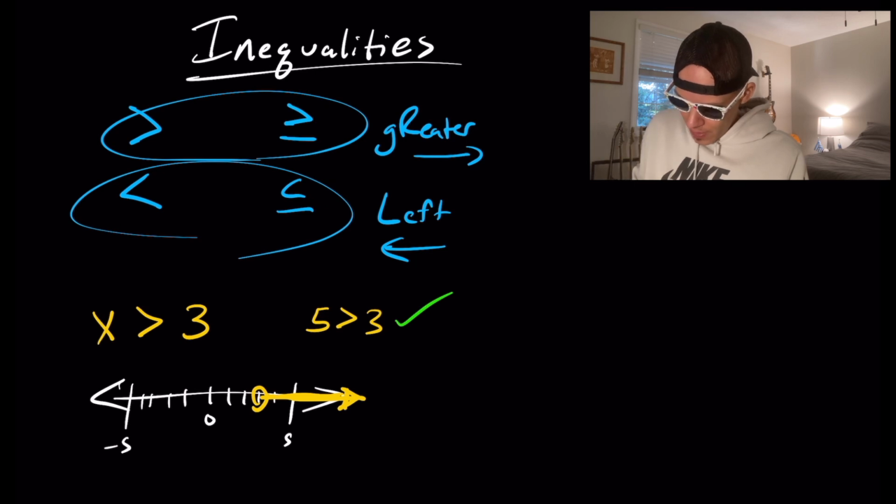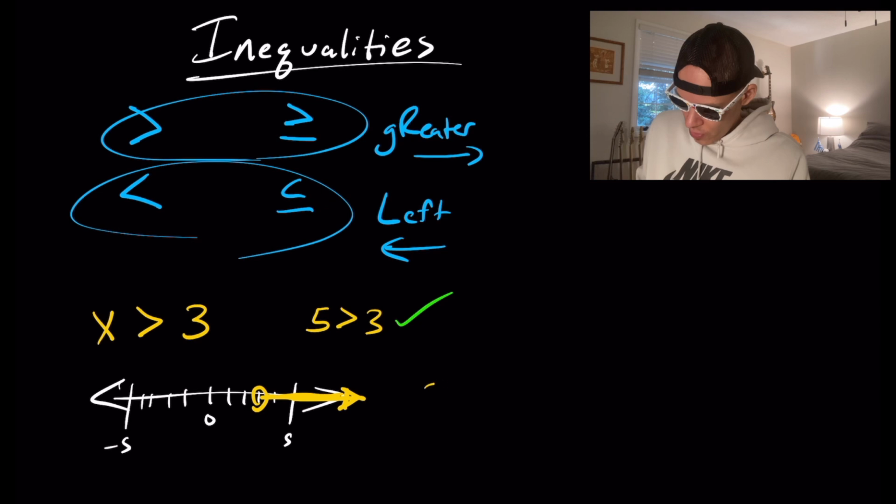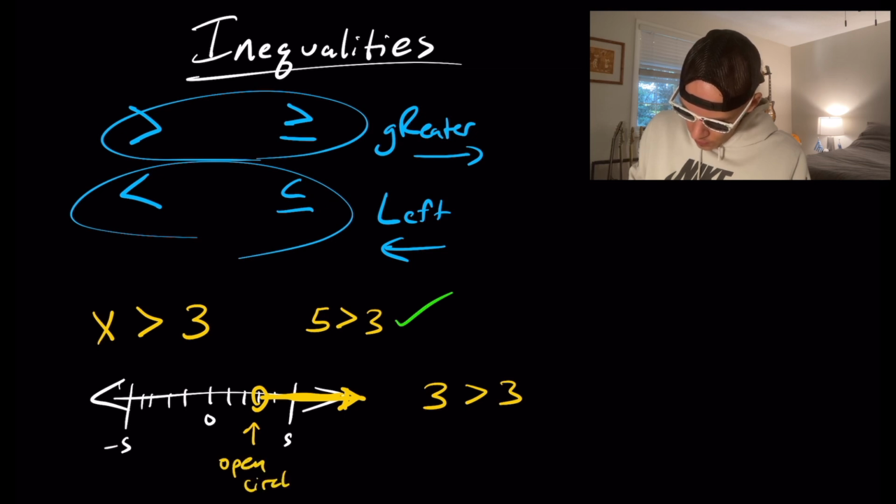But watch what happens if I pick exactly 3. Well, I'll have 3 is greater than 3, but that's not true. 3 is not greater than 3. 3 is equal to 3. So that's why here we have an open circle. It's not fully shaded in. So we'll look at an example where we do that.